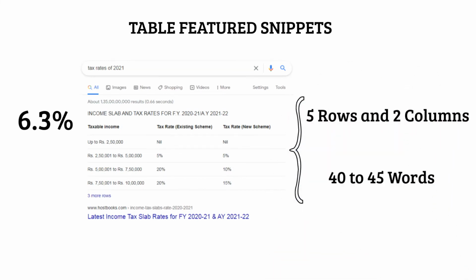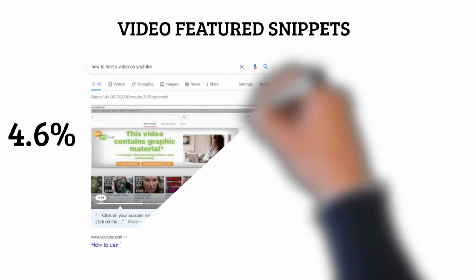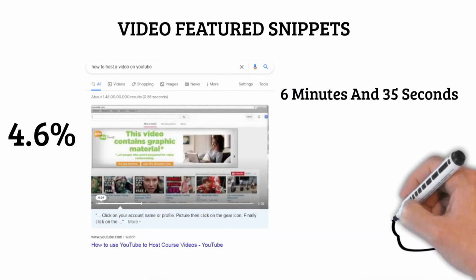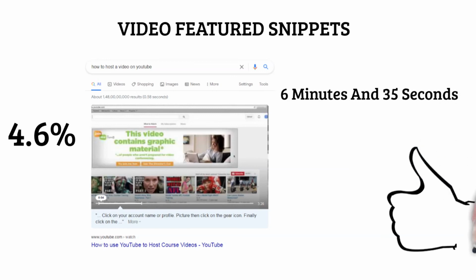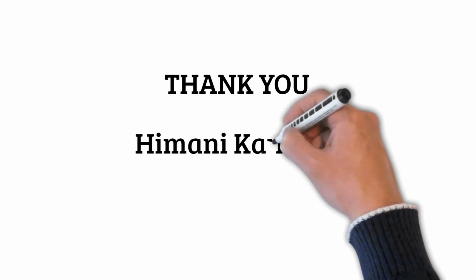Only 4.6% of featured snippets are of the video type, the average one being 6 minutes and 35 seconds in length. If your audience heavily consumes video content, a video featured snippet is your way to success. Look for the keywords with low search volume and... ta-da! You've got them.